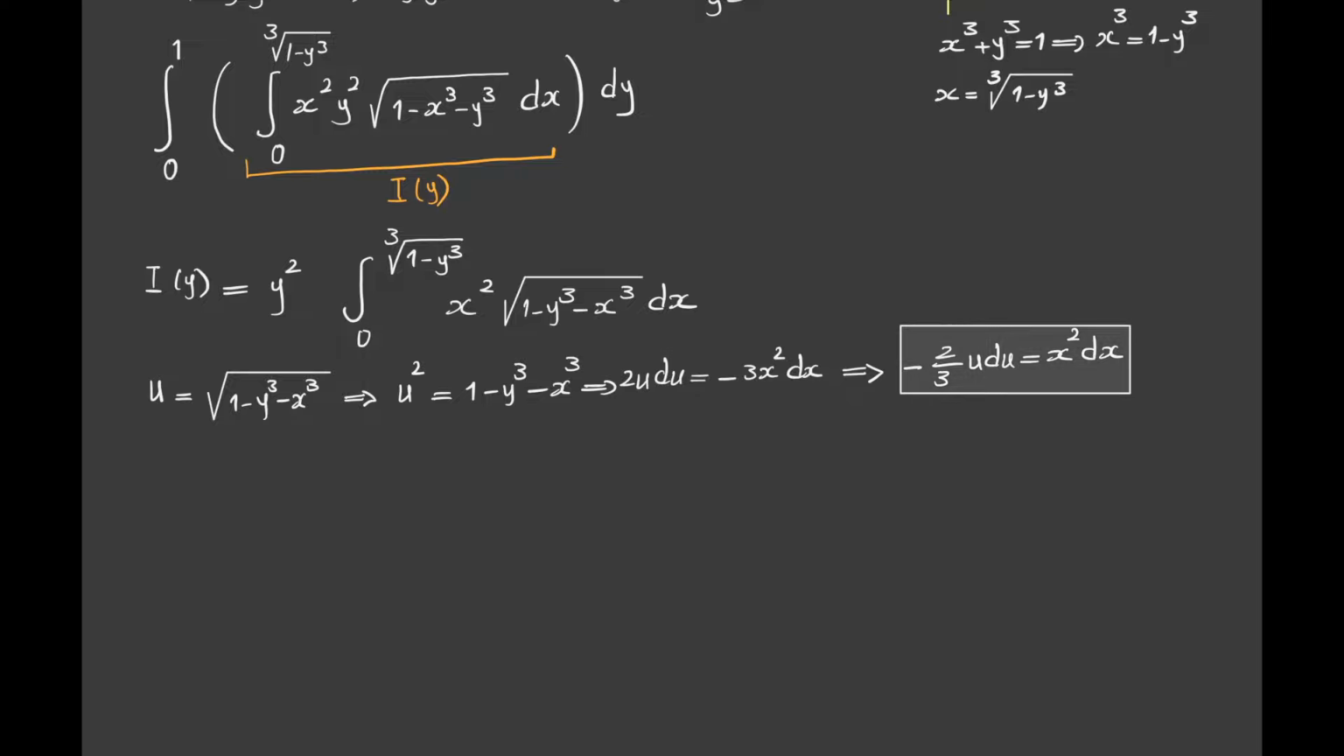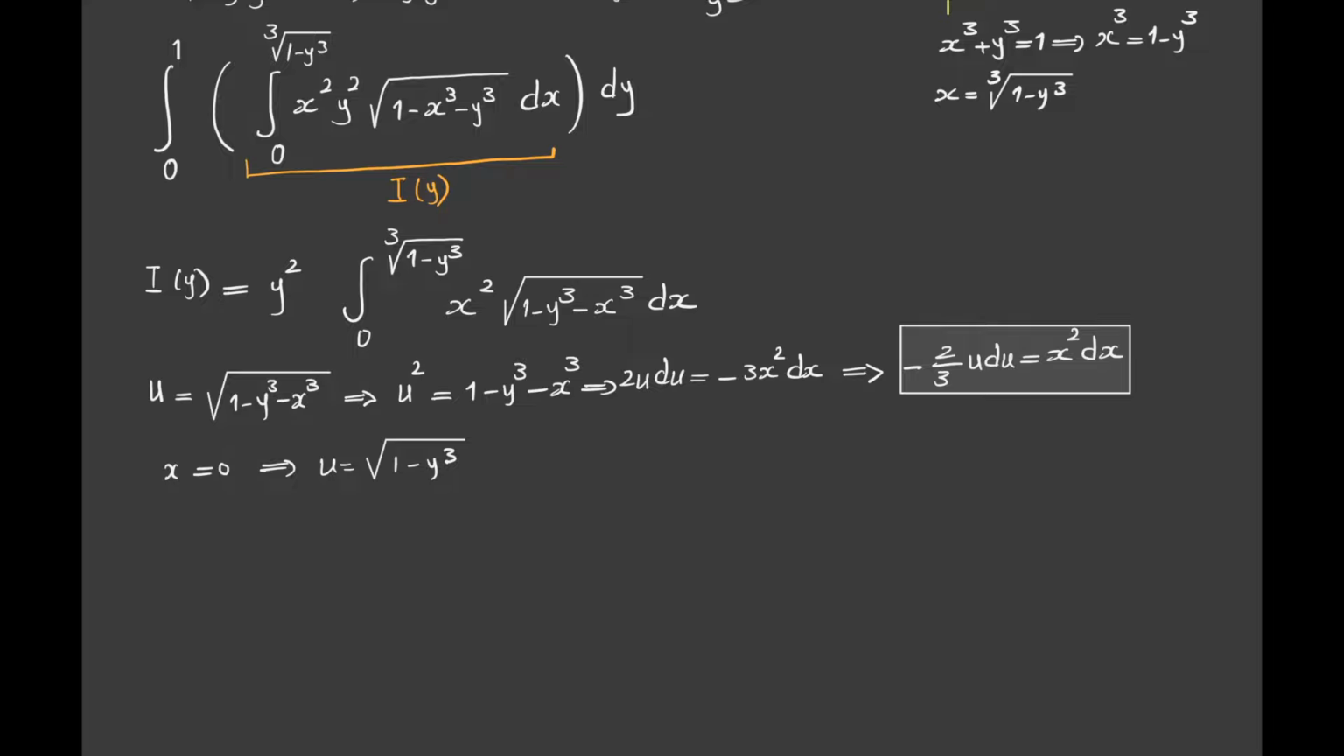Okay. Now, the next thing that I have to consider are the new lower and upper bounds, because these are upper and lower bounds for x, but now my variable is u. And that's also very easy. For the lower one, x is equal to 0. So I replace x with 0. If x is equal to 0, what happens to u? u becomes the square root of 1 minus y cubed. But be careful, this is the lower limit because it corresponds to the lower limit for x.